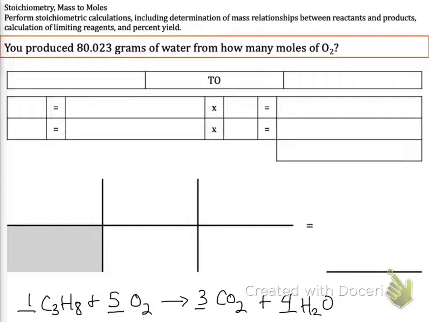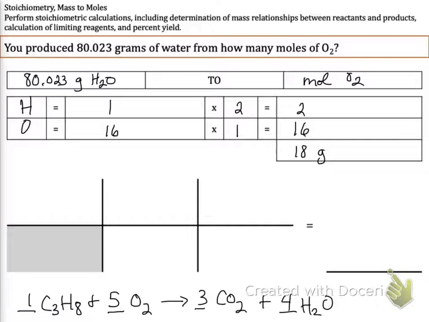Our next question says you produced 80.023 grams of water from how many moles of oxygen? 80.023 grams of water is my given. Moles of oxygen is what I'm trying to solve for. Because I see grams attached to the H2O, you know that you're going to have to find the molar mass of water. Hydrogen has a mass of 1. Oxygen has a mass of 16. There are 2 hydrogen and 1 oxygen. Water has a molar mass of 18 grams per mole.